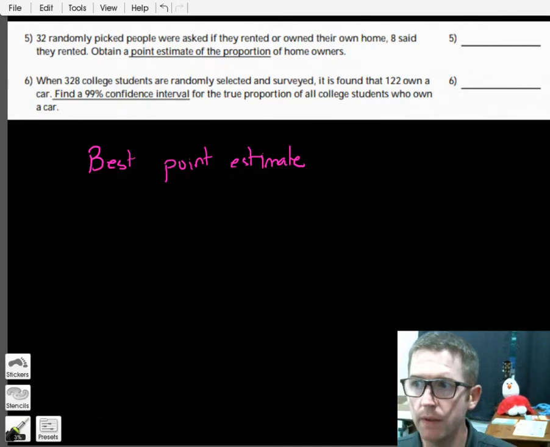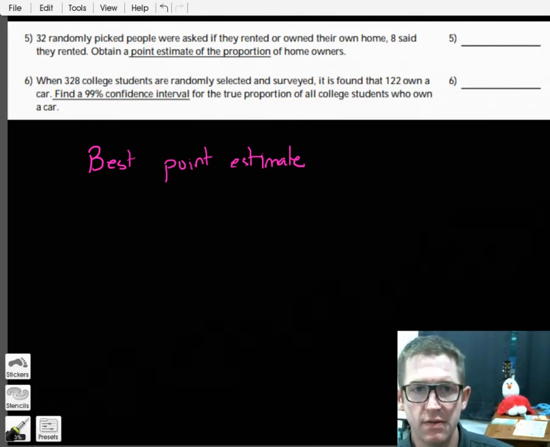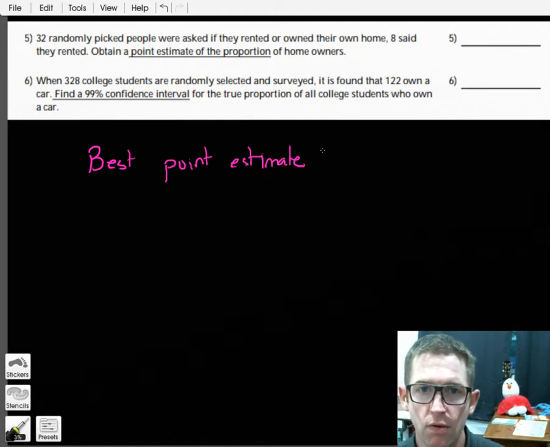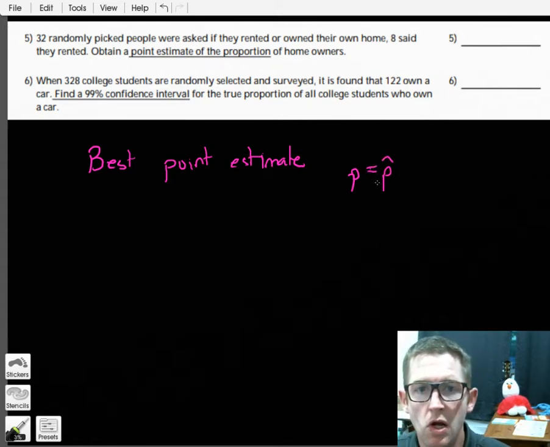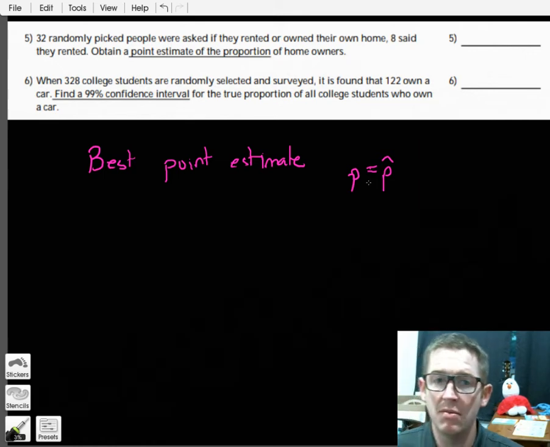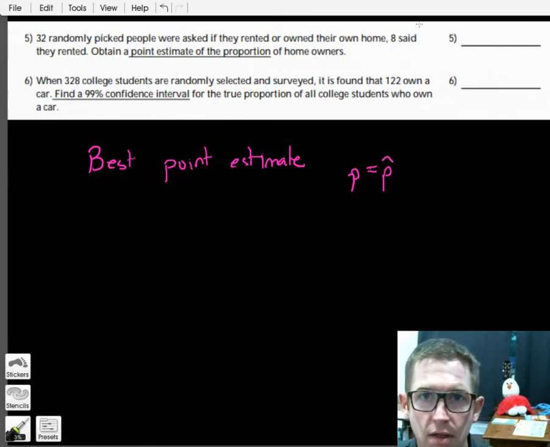Okay, so real quick, number 5 and 6. 5 is relatively simple. The best point estimate for proportion calculation is equal to the sample proportion. The only tricky part about this is just reading the question. So you're told that 8 said they rented out of 32, and you want the best point estimate of homeowners.